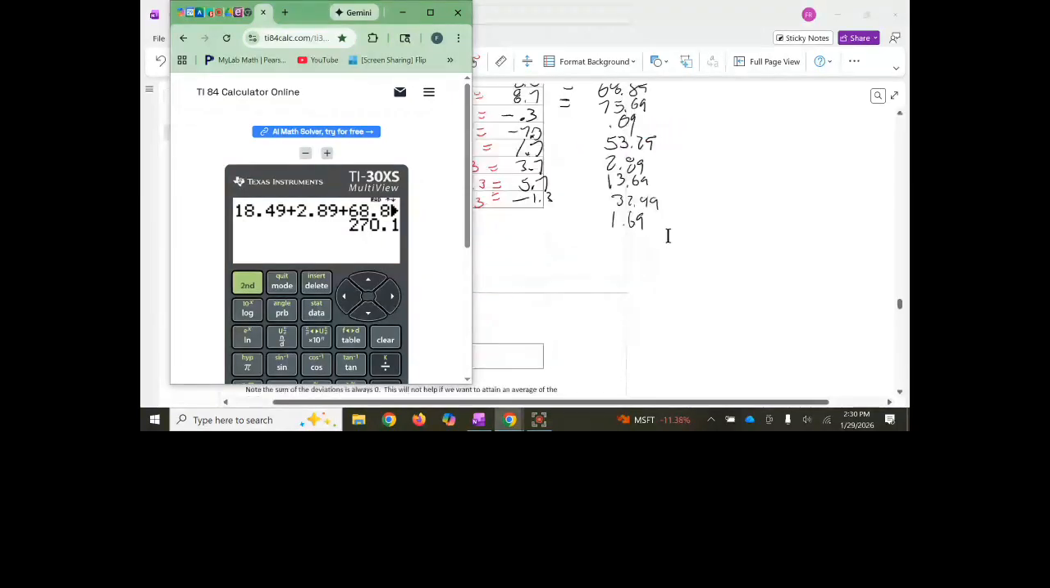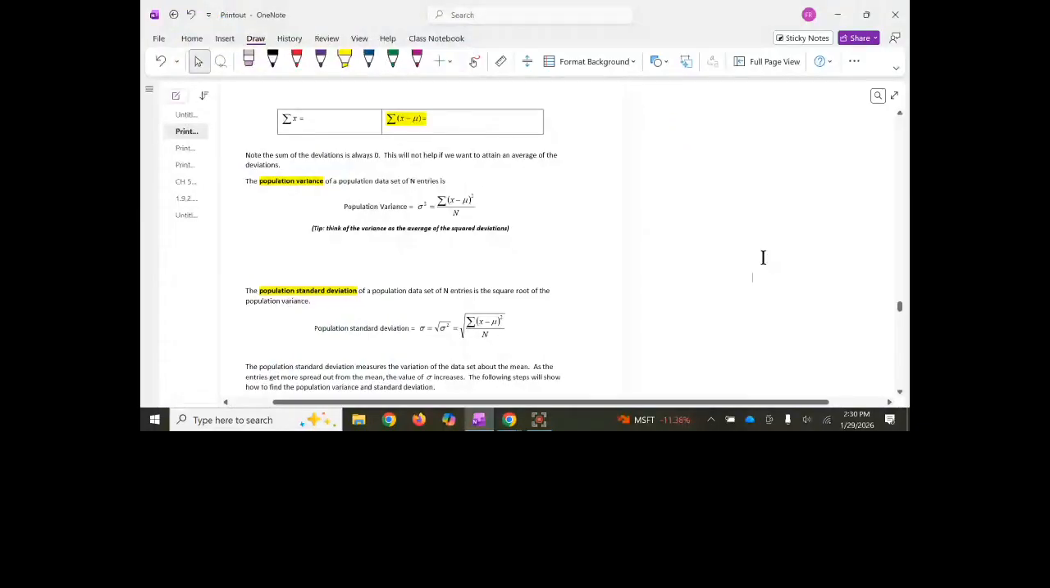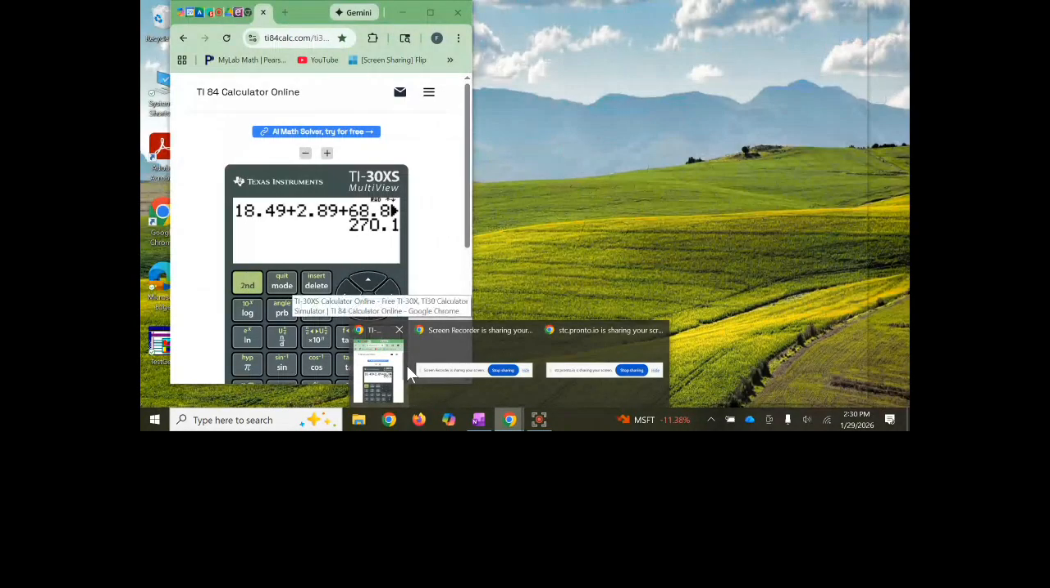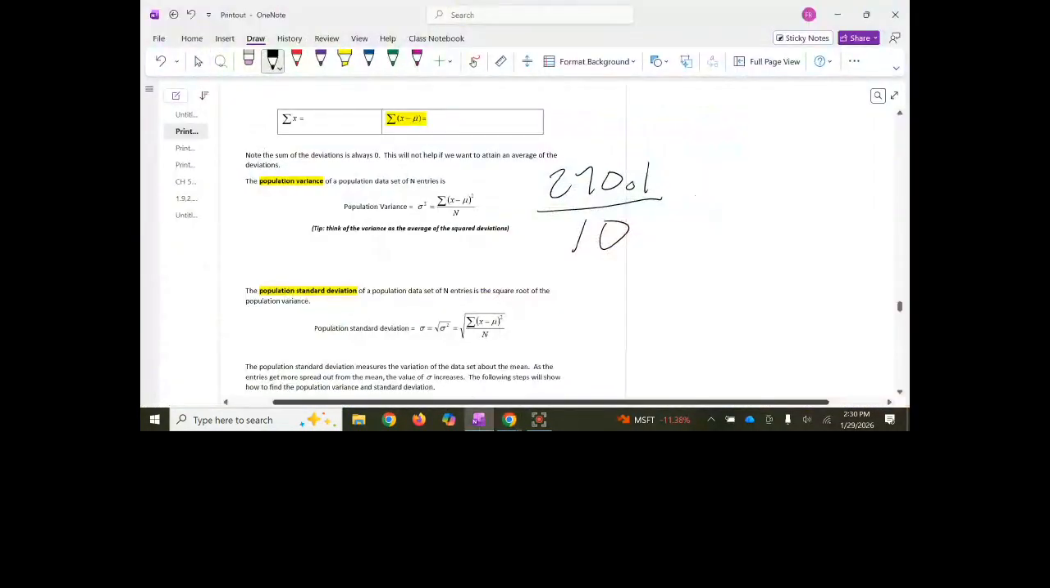Anybody come up with that? Okay, just making sure we're all coming up with the same thing. So look, y'all, when we squared those numbers, we came up with 270.1. If we take that number and divide it by 10, we get something like 27.01. That is going to give us something that we call the variance.